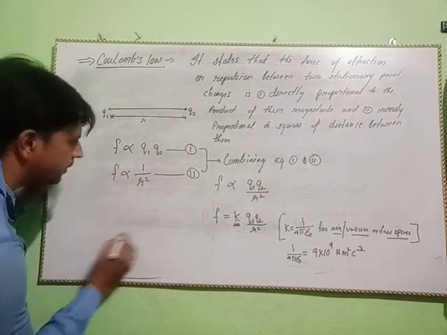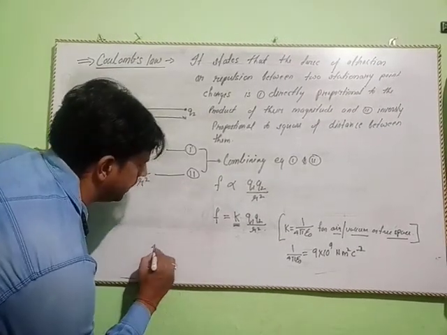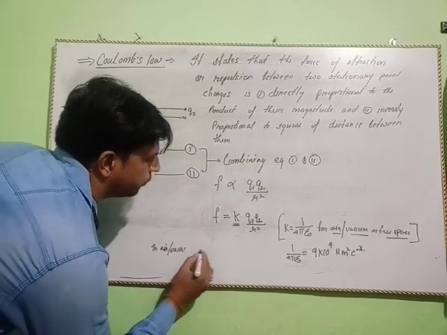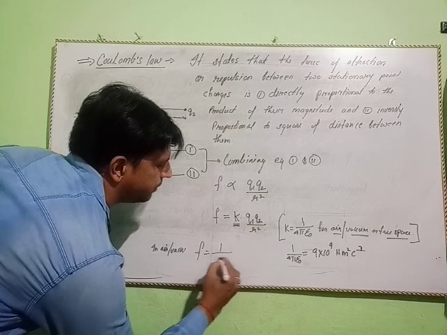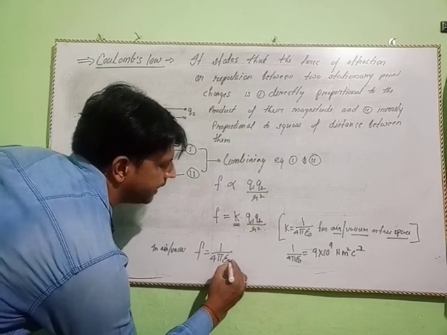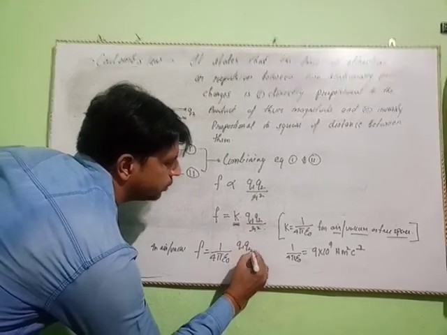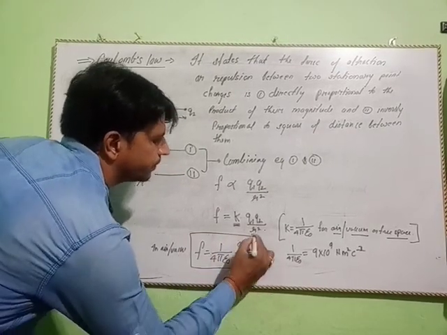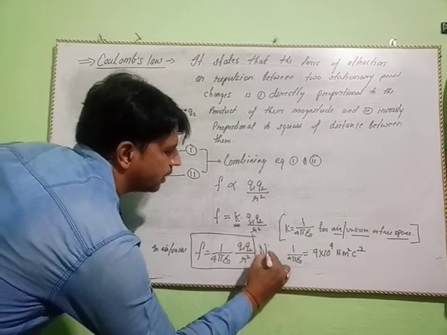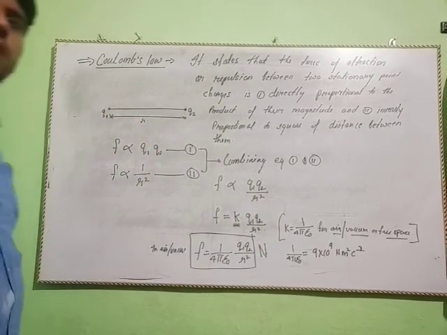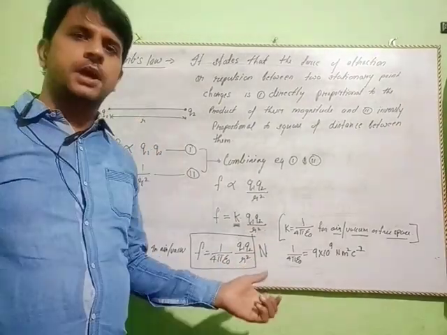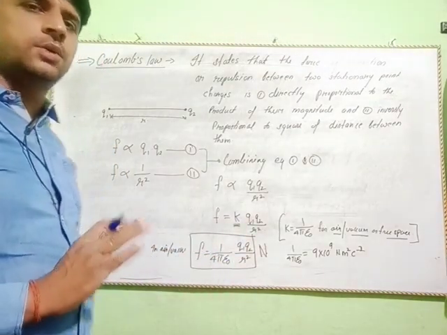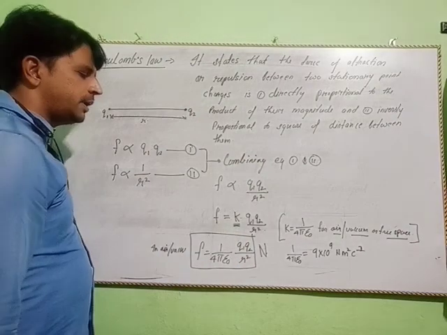So in air or vacuum, the force between two charges equals 1 by 4 pi epsilon naught q1 q2 by r square. Force का unit क्या होगा भाई लोग? Newton. The unit of force will be Newton. Okay. From class 11th you know this. The unit of force is Newton. So here the force unit will be Newton.